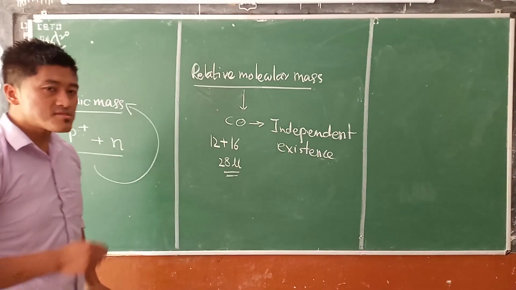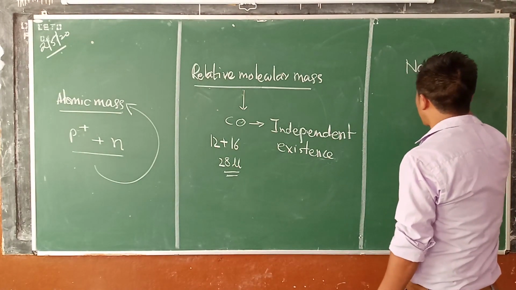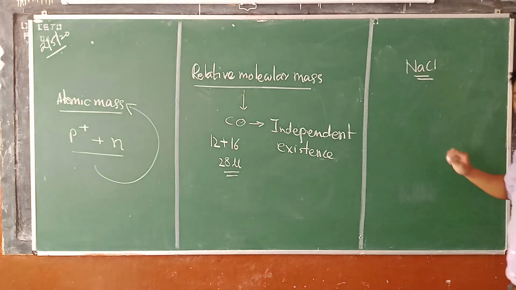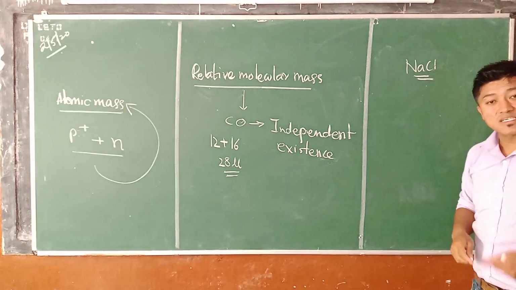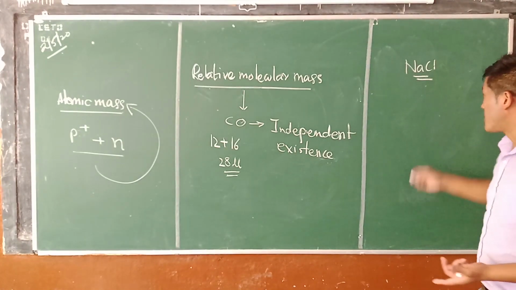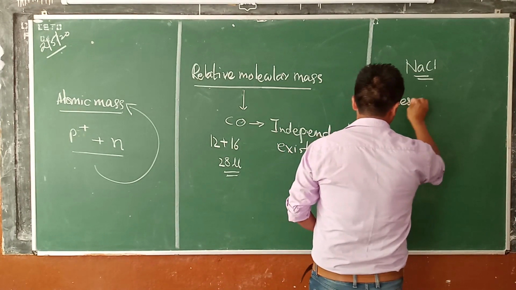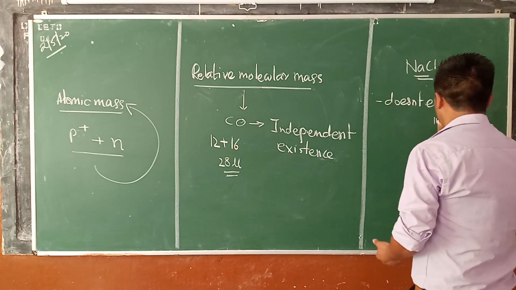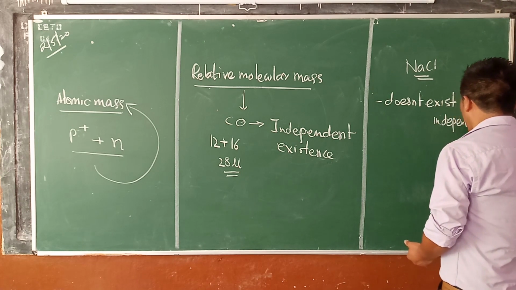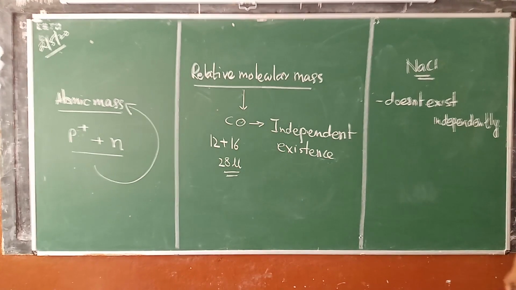Understand? But there are some other compounds like NaCl. Let us think about this one. That is the common salt, NaCl. Now this NaCl, first thing here, it doesn't exist independently. Is that clear? It doesn't exist independently.